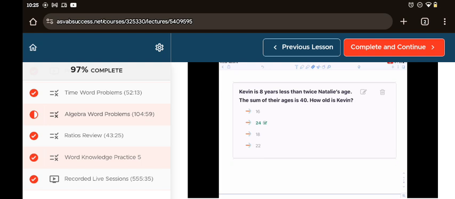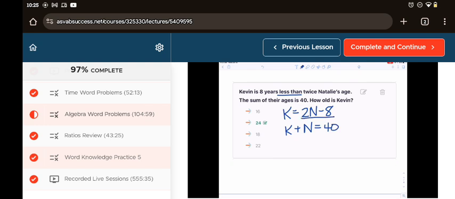Next question says, Kevin is 8 years less than twice Natalie's age. The sum of their ages is 40. How old is Kevin? So, Kevin is 8 less than twice Natalie's age. So twice Natalie's age minus 8. Whenever we see less than, we're going to put minus whatever it is afterwards. A lot of people do 8 minus 2, and that's incorrect. It's minus 8, okay? And the sum of their ages is 40. So Kevin plus Natalie equals 40.